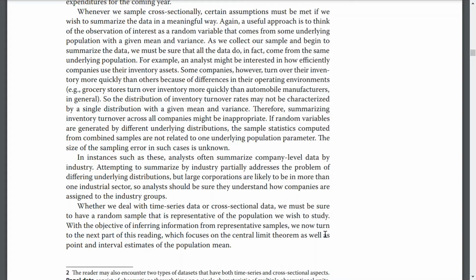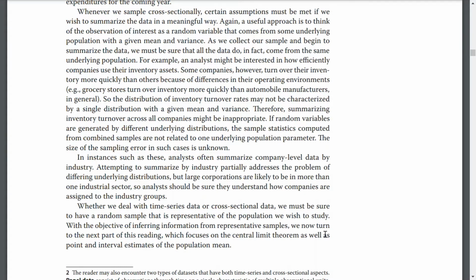For example, grocery stores turn over inventory more quickly than automobile manufacturers in general. So the distribution of inventory turnover rates may not be characterized by a single distribution with a given mean and variance. Therefore, summarizing inventory turnover across all companies might be inappropriate. If random variables are generated by different underlying distributions, the sample statistics computed from combined samples are not related to one underlying population parameter. The size of the sampling error in such cases is unknown.